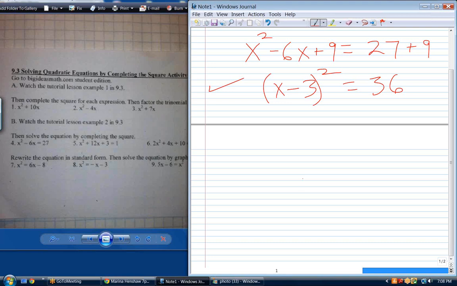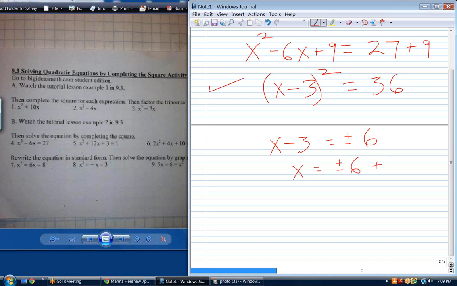Finding the square root. Okay, so when I take the square root of the left side, I get this. What do I get when I take the square root of the right side? 6. I'm going to make you wear a string on your finger saying plus or minus. Okay? It's extremely important here because we're going to get 2 different answers. So x is equal to what? Plus or minus 6 plus 3. That's not plus or minus 9.